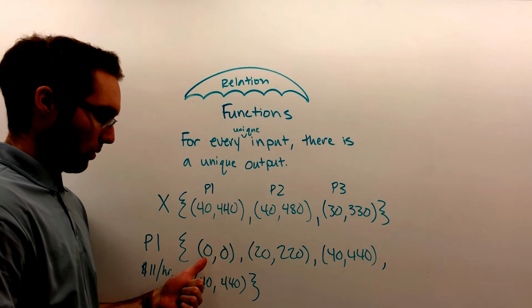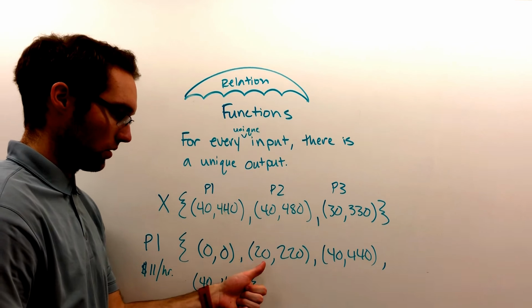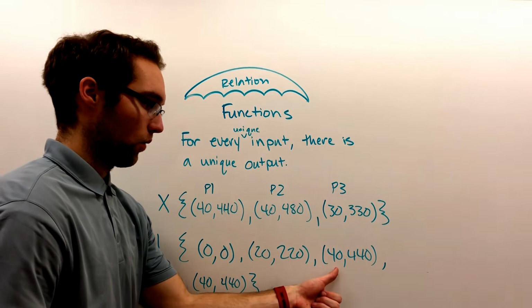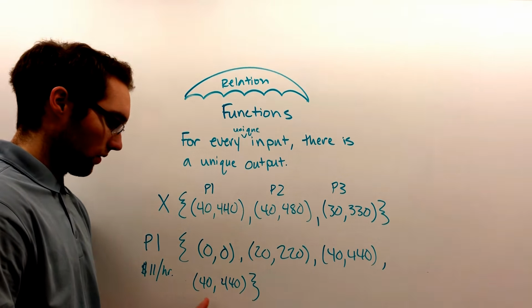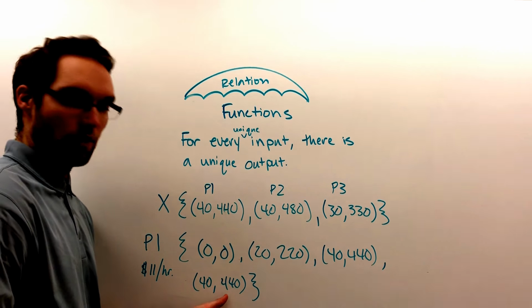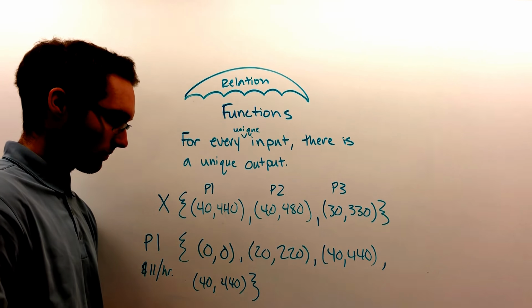And so when we put in 0, we get 0. When we put in 20, we get 220. When we put in 40, we get 440. And when we put in 40 again, we still get 440. And so that's why this is a function.